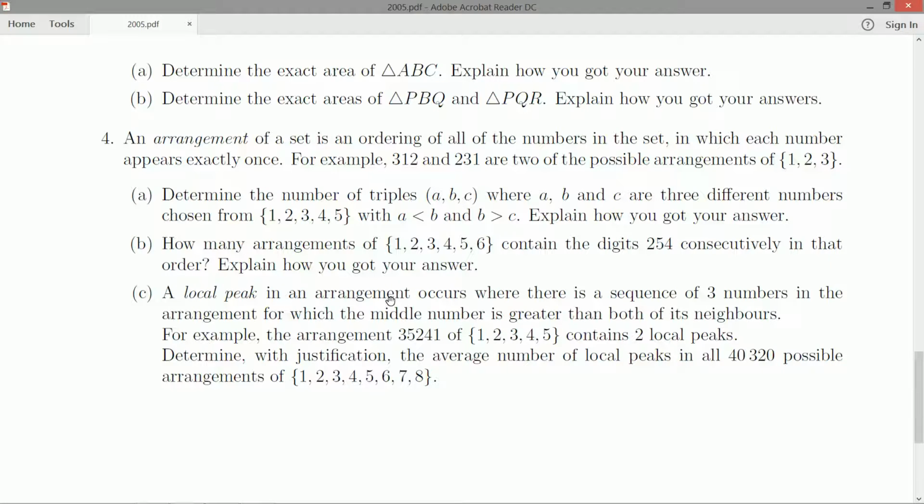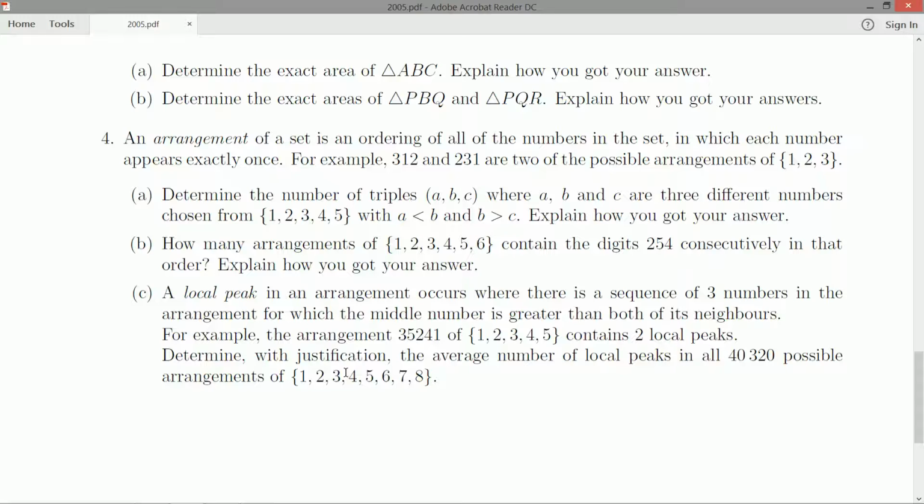A local peak in an arrangement occurs when there is a sequence of 3 numbers in the arrangement for which the middle number is greater than both of its neighbors. For example, the arrangement 3, 5, 2, 4, 1 of 1, 2, 3, 4, 5 contains 2 local peaks, one at 5, one at 4. Determine with justification the average number of local peaks in all 40,320 possible arrangements of 1, 2, 3, 4, 5, 6, 7, 8. Okay. Interesting. Average number of local peaks. Alright, well, we'll build up to that.